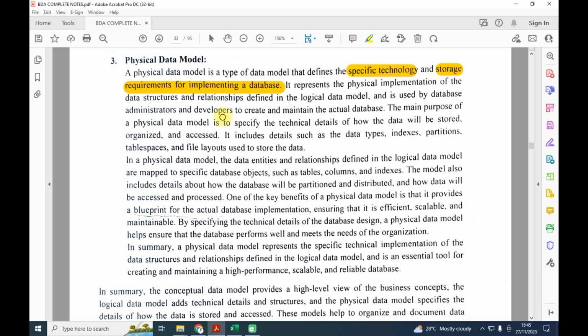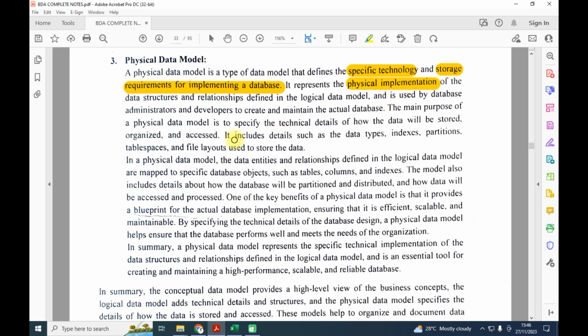And that's why now for the physical we are looking at the specific technology and storage requirement for implementing a database. So database implementation happens under the physical data model. So it represents the physical implementation. Here we are looking at the physical implementation.